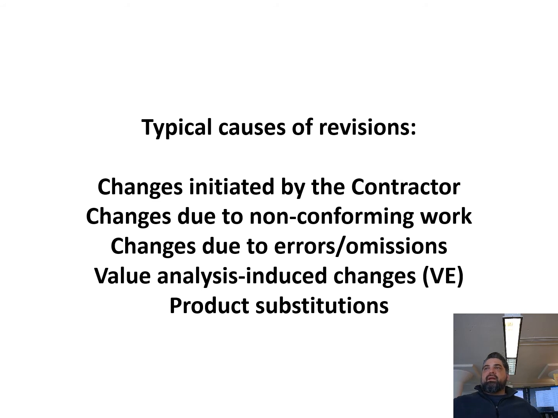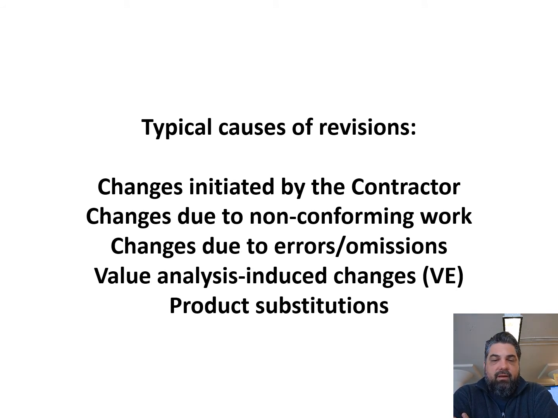Changes due to non-conforming work. You may go out on site, or the general contractor may recognize a subcontractor has done work that is not in conformance with the contract documents, and so that may incite changes to the contract documents in order to accommodate the non-conforming work. There may be changes due to errors and omissions by the design team. So we are human, we are not perfect, and we will have errors and omissions, and there's oftentimes when we need to go back and correct our documents in order to compensate for the errors and omissions.